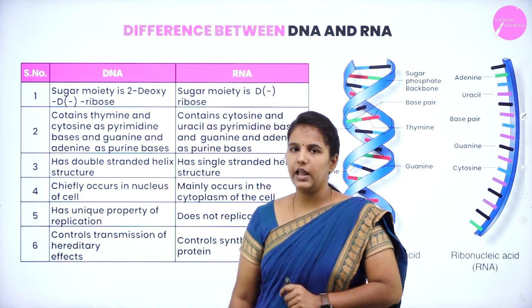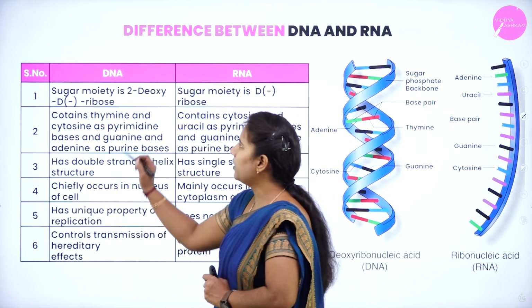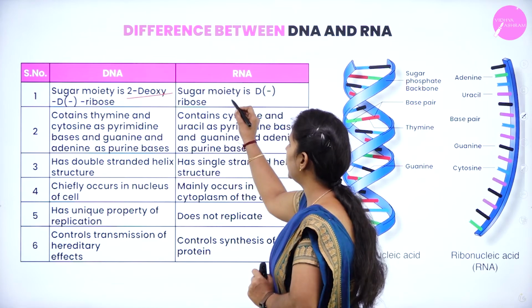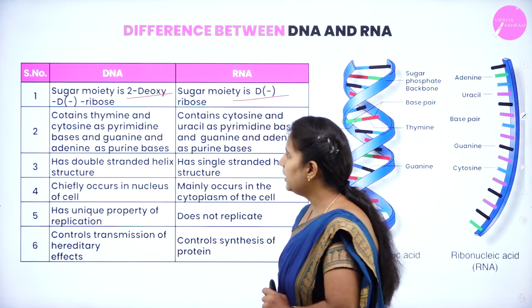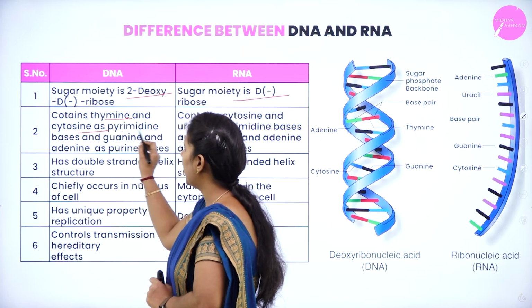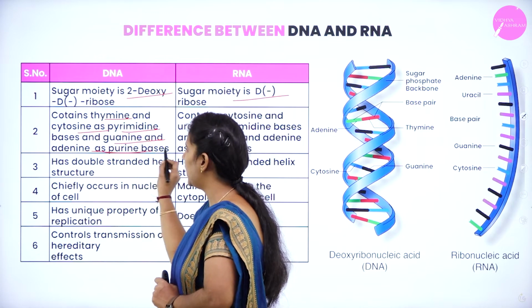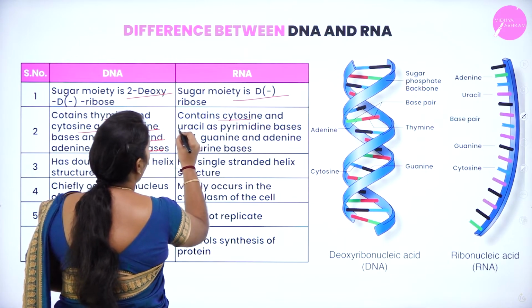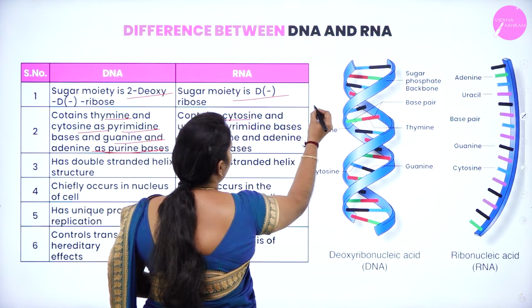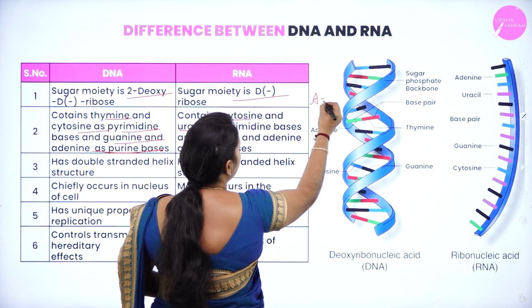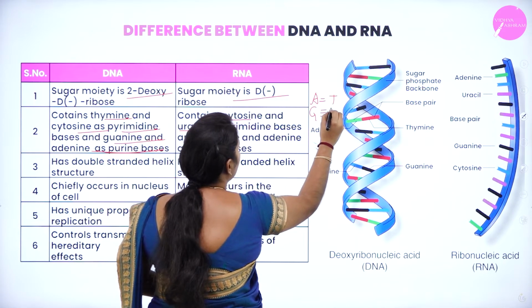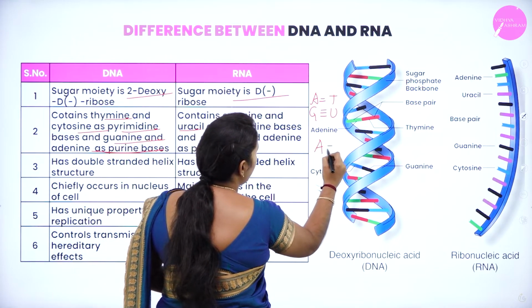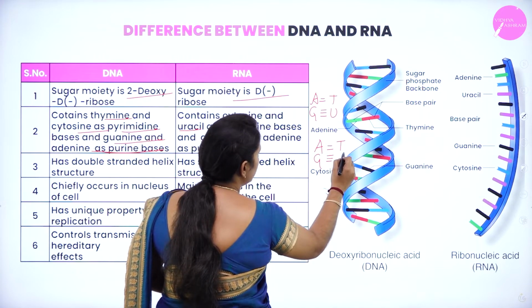When I talk about DNA, just now we have understood that the sugar moiety is referred to as beta-D deoxyribose sugar, whereas for RNA it is ribose sugar. DNA consists of thymine and cytosine as the pyrimidine bases and guanine and adenine as the purine bases, and RNA consists of cytosine and uracil. That is why in case of RNA, what is the combination? Adenine, uracil, guanine and cytosine in case of RNA, whereas in DNA, it is adenine and thymine, guanine and cytosine.